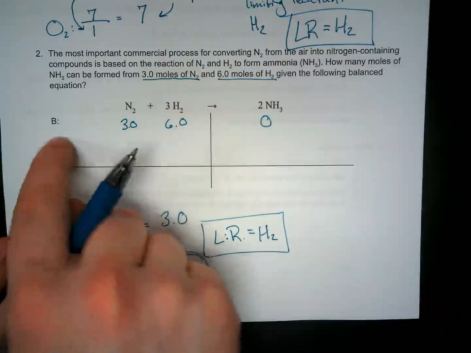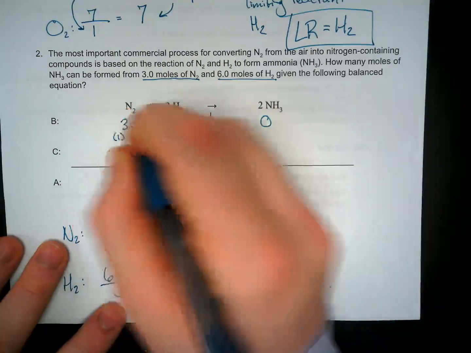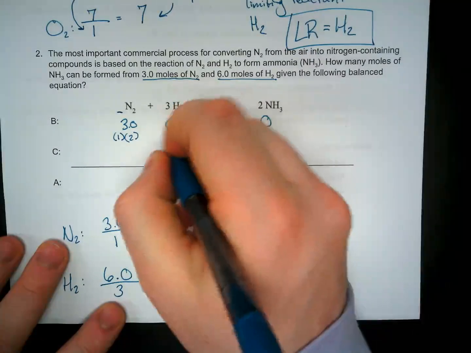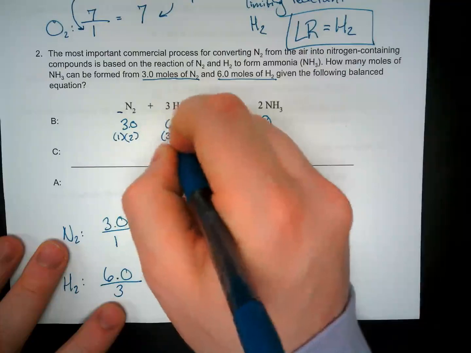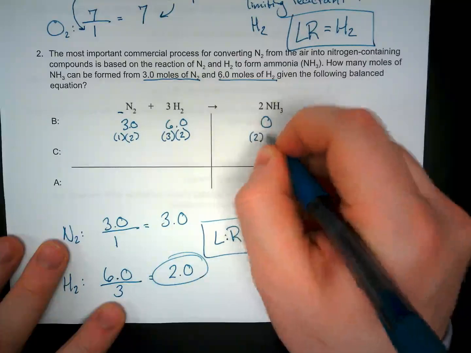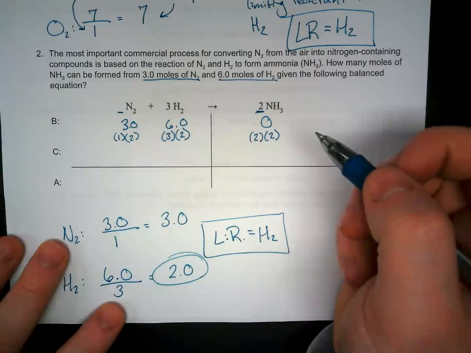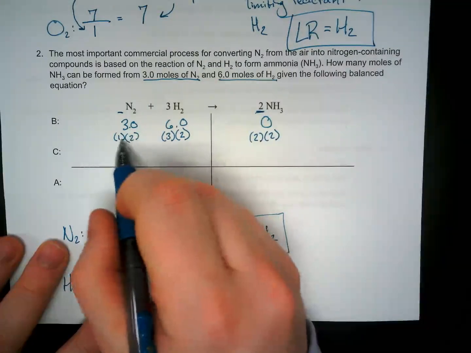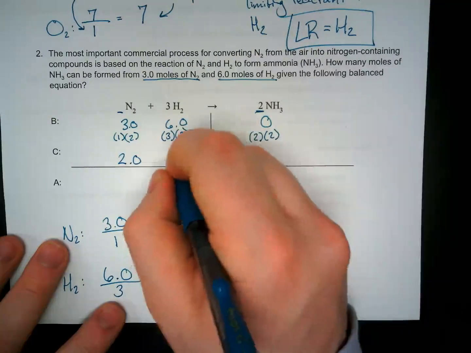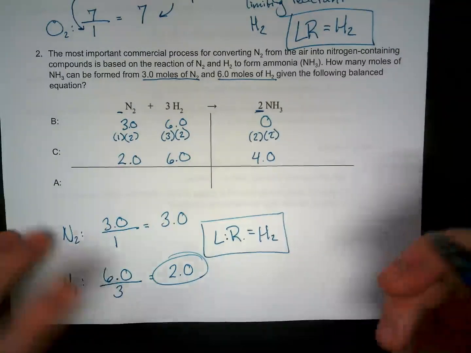So it's going to look like this. I'm going to write this in between the before and change line. We're multiplying 1 times 2 for nitrogen, and for hydrogen it's going to be 3 times 2. For NH3, it's going to be 2 times 2, because our coefficient for NH3 is 2. So real quick, 1 times 2 is 2.0, 3 times 2 is 6.0, and 2 times 2 is 4.0. So that's what we're doing here.